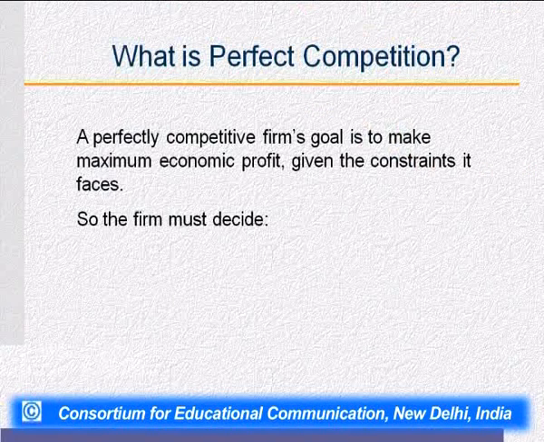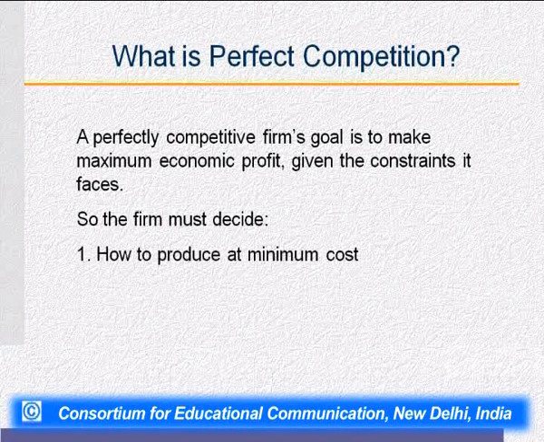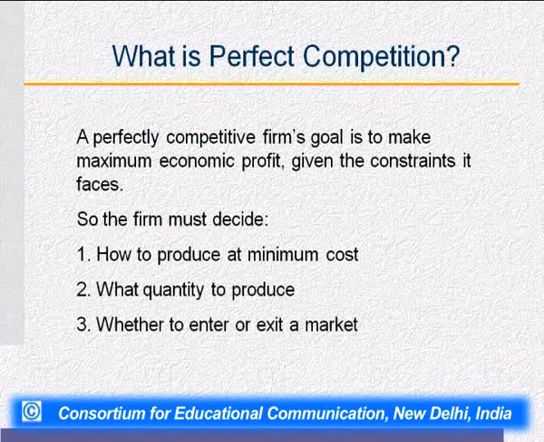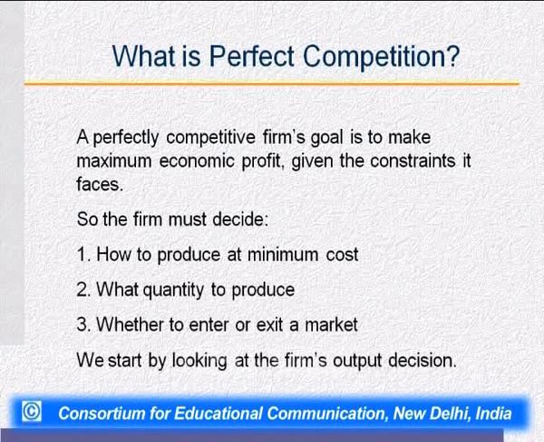So what we can draw from the above mentioned graphics is that a perfectly competitive firm's goal is to make maximum economic profit given the constraints it faces. So the firm must decide how to produce at minimum cost, what quantity to produce, and whether to enter or exit a market. We start by looking at the firm's output decision.